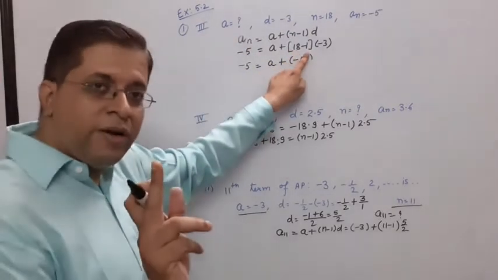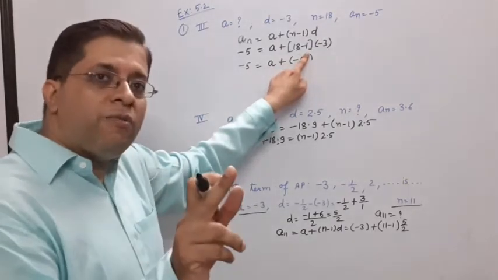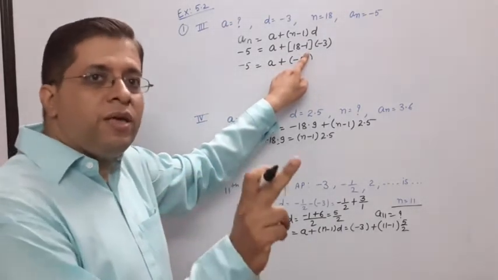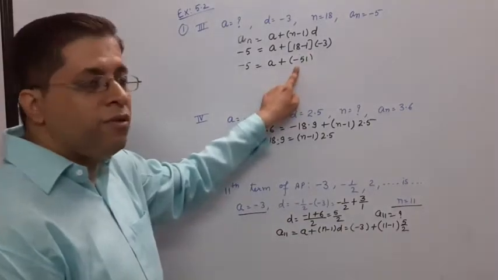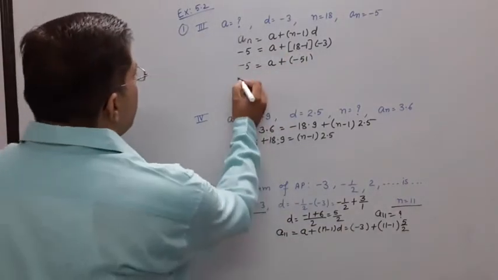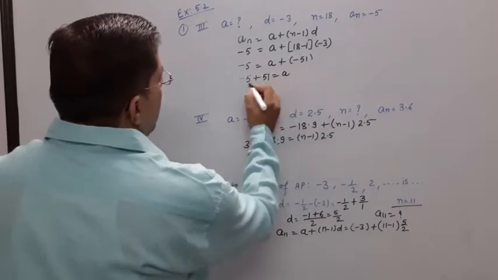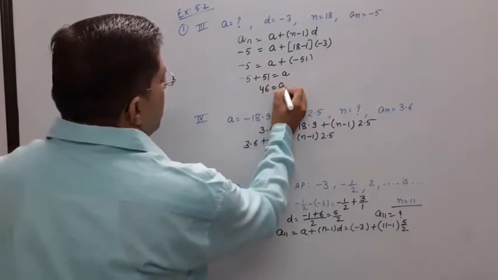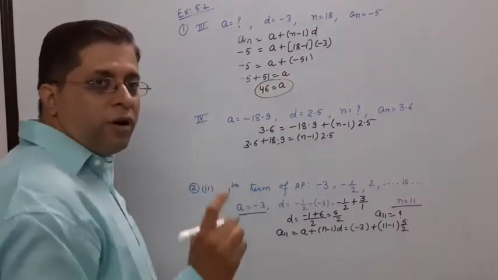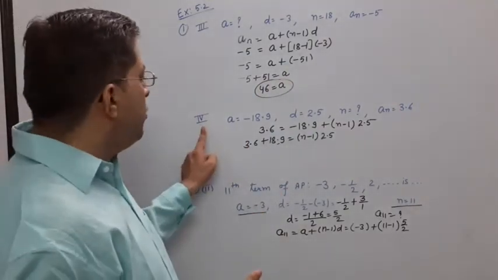Minus 5 as it is, equal sign as it is, A as it is. 18 minus 1 is 17. Okay. 17 into minus 3 is minus 51. This is your minus 51. Now send minus 51 this side. Plus 51 and this is your 46. A is equal to 46. This is the first. Come to the second part.